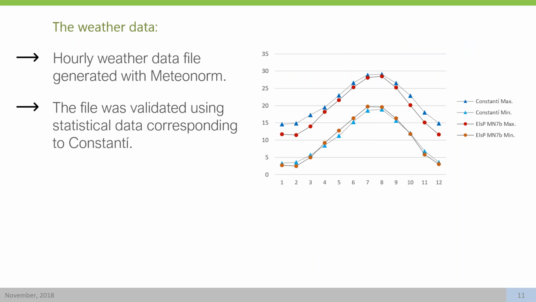For the analysis, we used an early weather data file generated with the software Meteonorm. The file was validated using statistical data corresponding to Constantí, the nearest and most similar location with weather measures. It's an important point, as the accuracy of the outputs greatly depends on the accuracy of the weather data file.